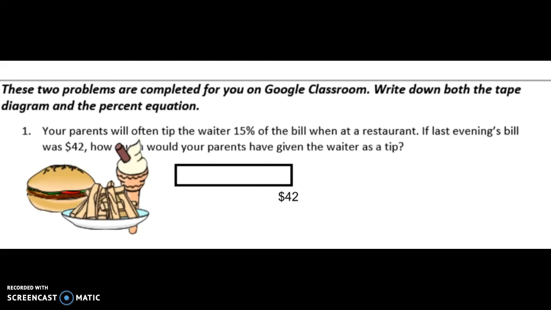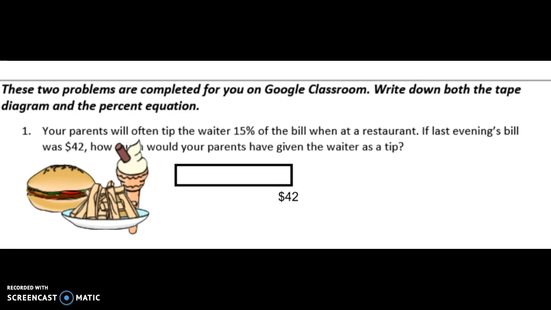So we assume that your parents are going to tip the waiter 15% of the bill. Now, if your parents are willing to pay $42 for burgers, fries, and some ice cream, they may very well be willing to give more than 15%. Or maybe they're only going to give 10%. But on average, most families will give 15%, so that's what we're going to consider here.